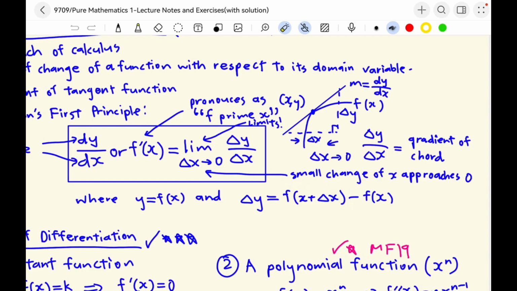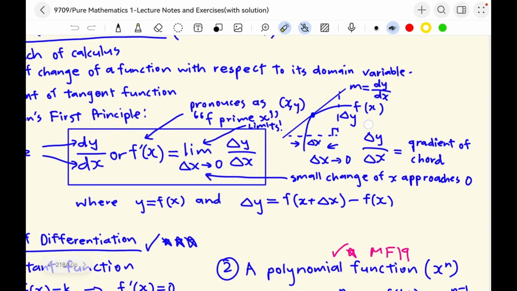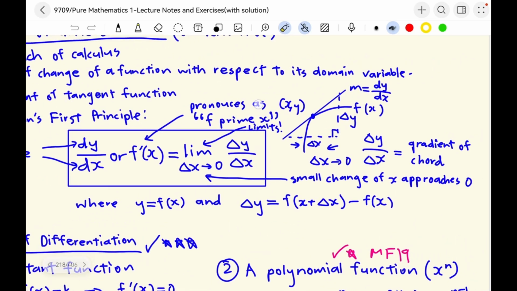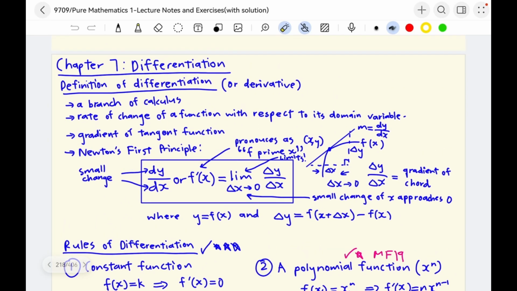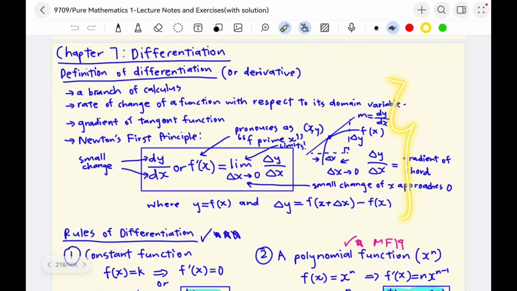Use this expression divided by the small change of x. This is your gradient. But we haven't taken limits because we want to get rid of the small change of x. Okay? So since it is indeterminable, we have to take limits to get the accurate value of the derivative. So yeah, this is the brief explanation of using Newton's first principle to define the derivative or differentiation. Okay? So this is just for your understanding. In fact, it won't come out in the external examinations.